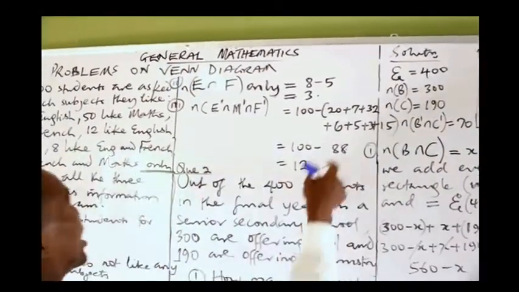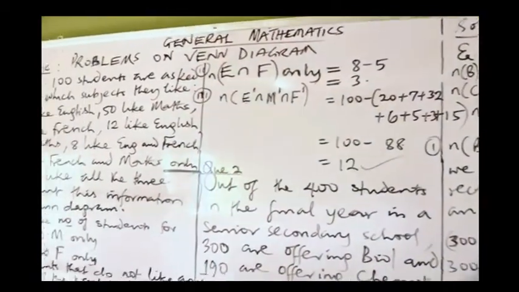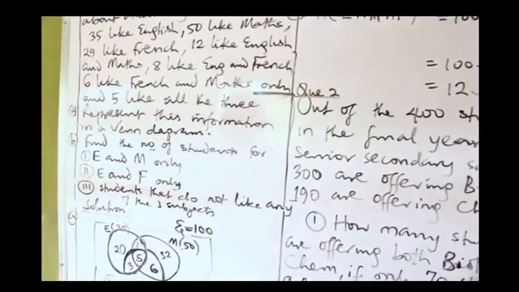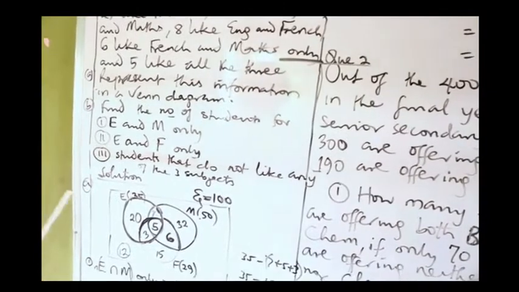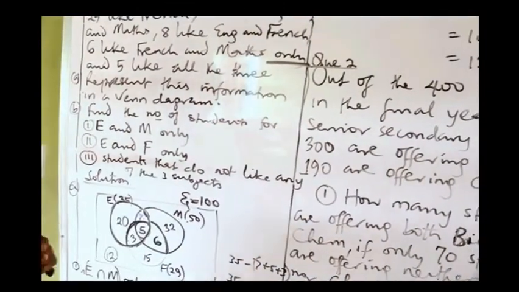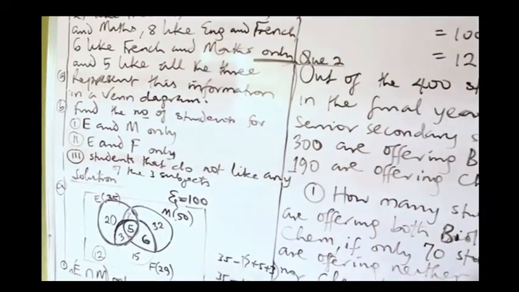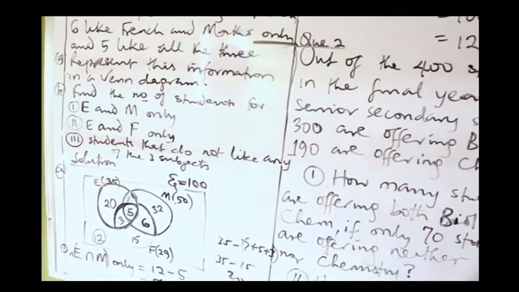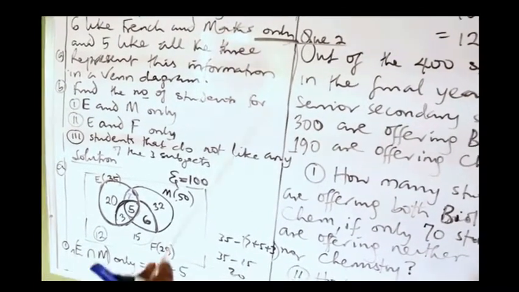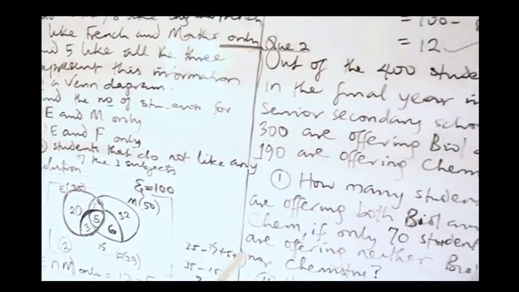Now, properly, when you write all these calculations inside the rectangle, what we have is the real Venn diagram. Without doing that, you cannot get the full mark. You have to calculate and put everything there. Then let's go to question 2.